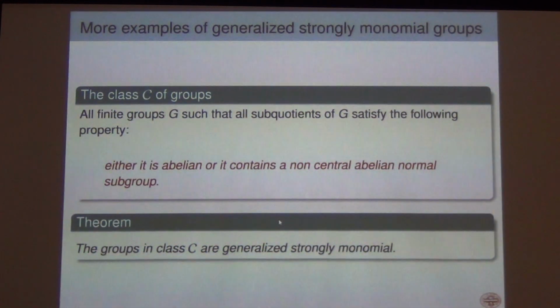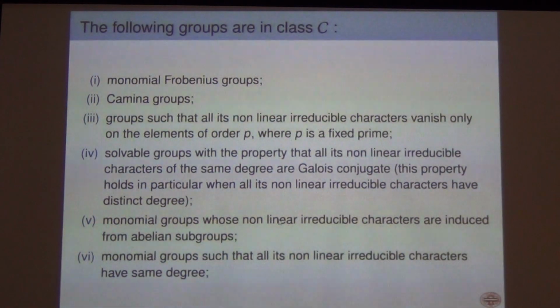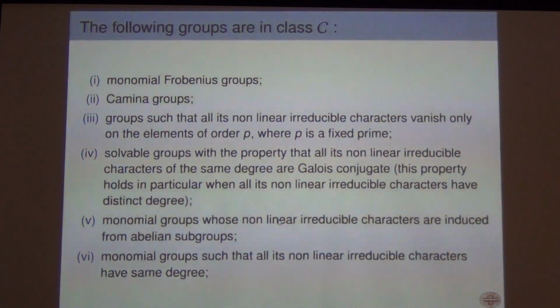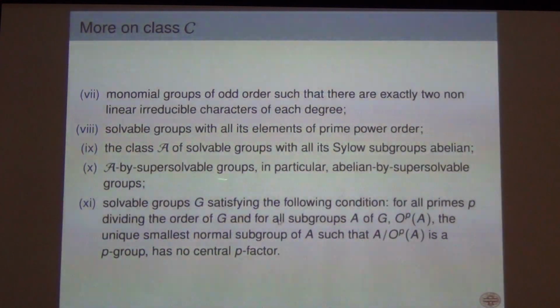And it's a beautiful class. It's a vast class of groups. It covers many groups. Monomial Frobenius groups, Camina groups, or maybe these are the monomial groups where all nonlinear characters have the same degree, or maybe soluble groups with all elements of prime power order, soluble groups whose all Sylow subgroups are abelian. So all such groups were proved to be generalized strongly monomial because they were in the class C.